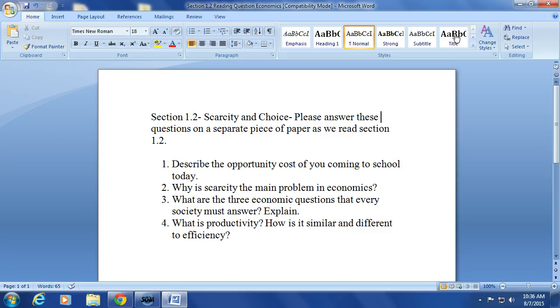What is the most valuable thing that you gave up when you did something? That is opportunity cost. So for number 1, describe the opportunity cost of you coming to school today. You went to school today, and you gave something up when you decided to do it. What was that most valuable thing that you gave up? That is the opportunity cost. Take a second on your piece of paper and describe the opportunity cost of you coming to school today.